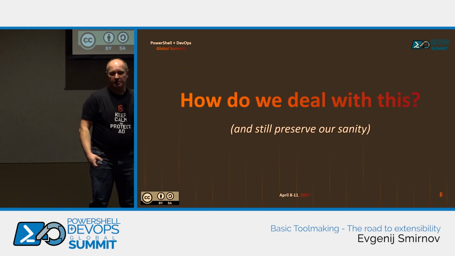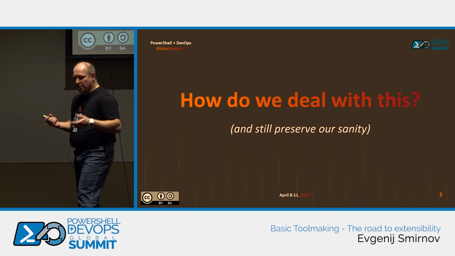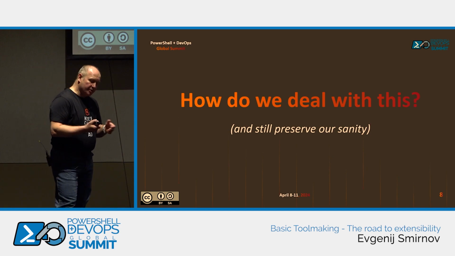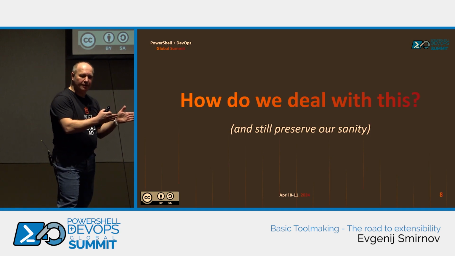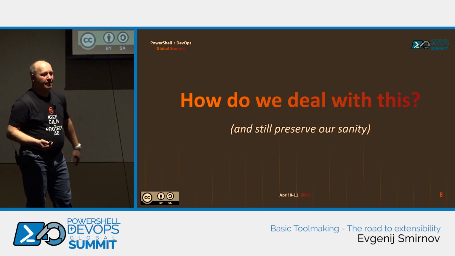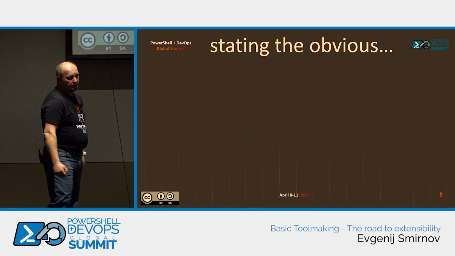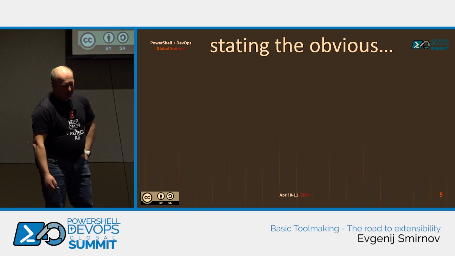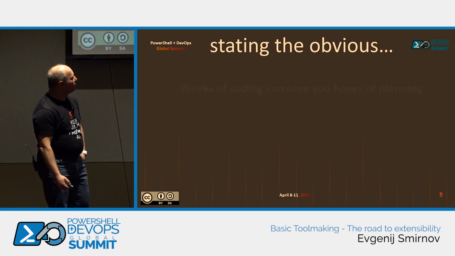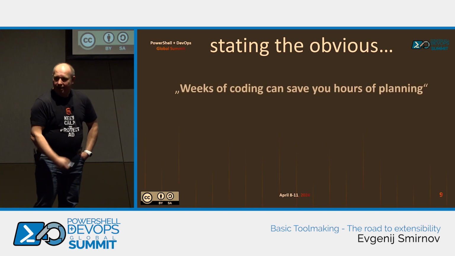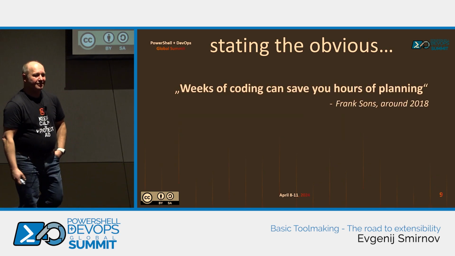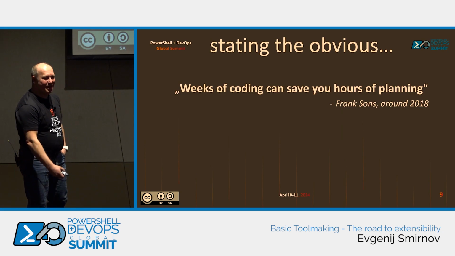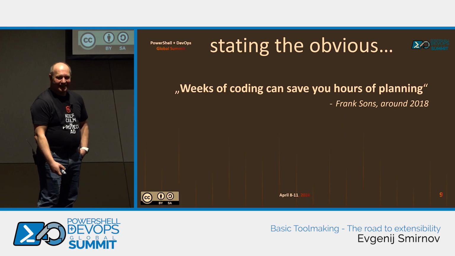How do we deal with it without inching closer to burnout every time we look at that code? There are 2 answers to that. The obvious one and what is really happening. The obvious answer was given 5-6 years ago by a DevOps engineer from Germany named Frank Sons. I had it on a t-shirt actually, but that washed out, and I didn't manage to make a new one for this talk.